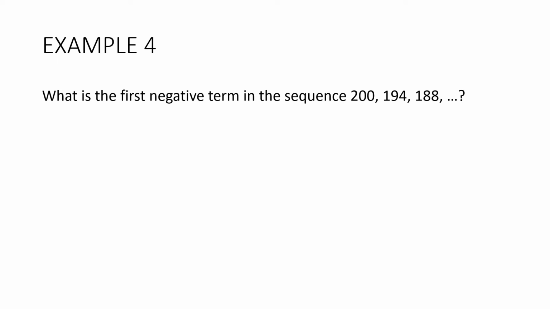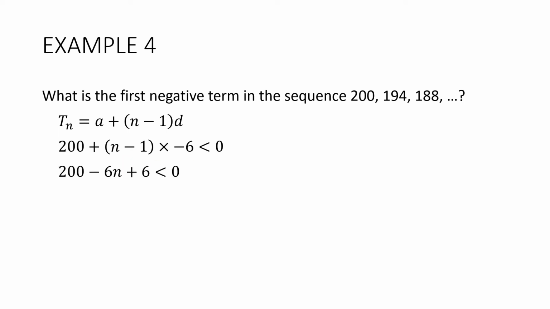Example 4. What is the first negative term in the sequence 200, 194, 188? Again with our formula, but this time we're going to use an inequality. We want to know when this first drops below 0. Now A is 200 and D is -6. So 200 plus n minus 1 times -6 less than 0 is what we want to solve.